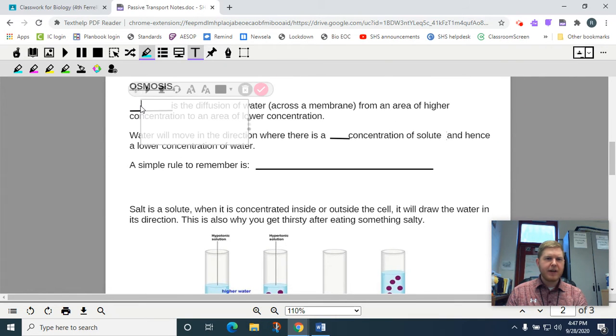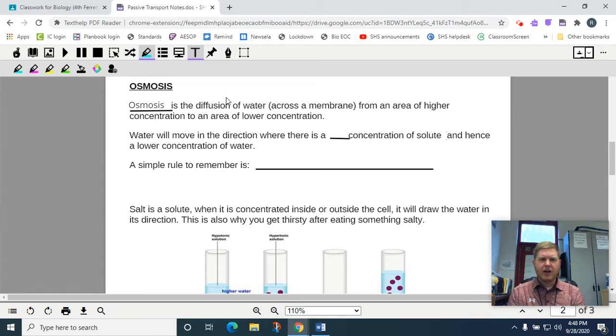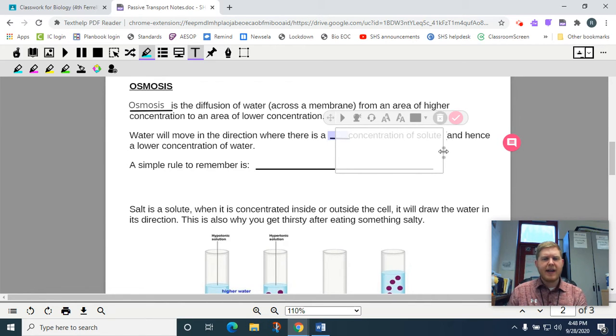Now, for osmosis, if we're talking about osmosis, this is the diffusion of water across a membrane. So it's diffusion, but it's a special case, for water. And we talk about this a lot. Later in week 5 work, you're going to have a lab dealing with water. So water's going to move from an area of high concentration to low concentration.